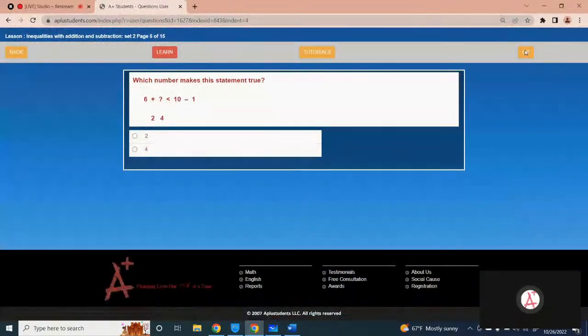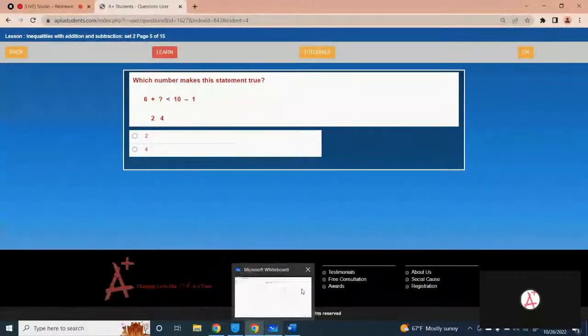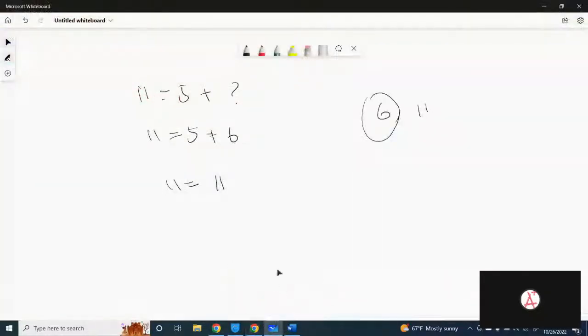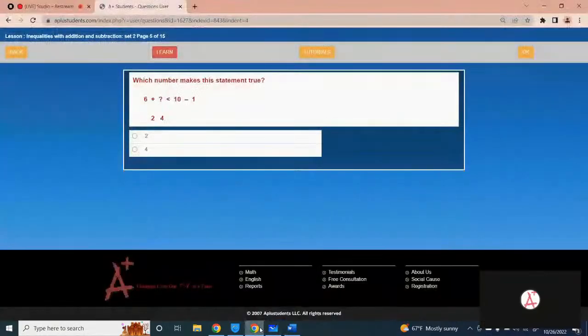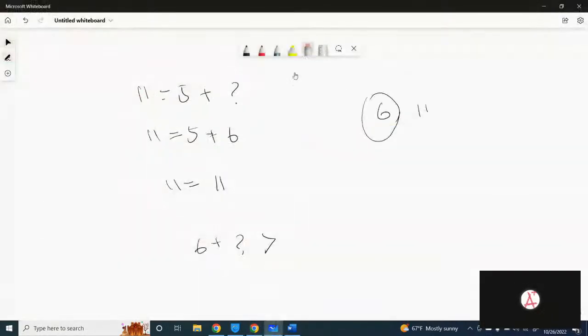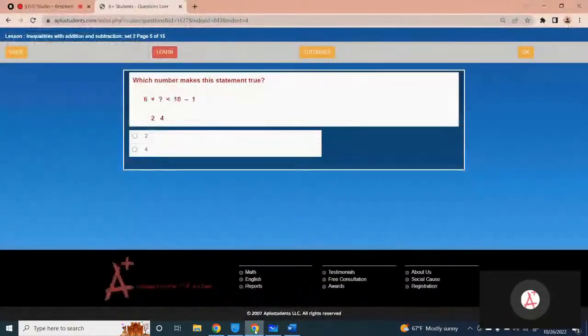Okay, the next one is which number makes the statement true? 6 plus the missing number is less than 10 minus 1. And the options are, I think, 2 and 6. Let me just confirm. 2 and 4, okay.